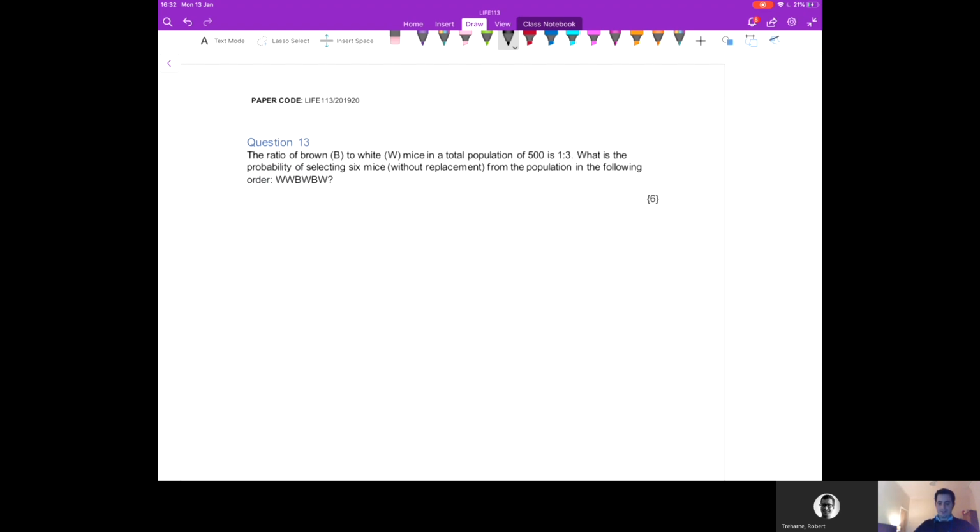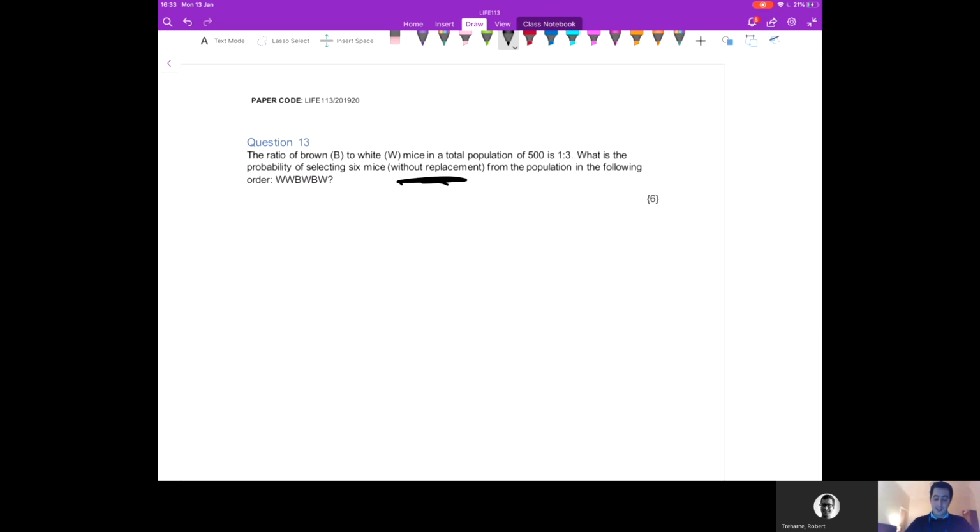Question 13. Okay, so the ratio, so probability, hooray! Right, the ratio of brown to white mice in a total population of 500 is 1 to 3. What is the probability of selecting 6 mice without replacement? That's the important bit, okay? For the population in the following order: white, white, black, white, black, white.